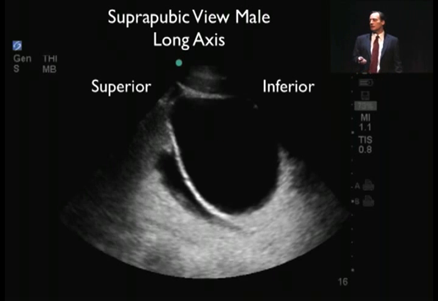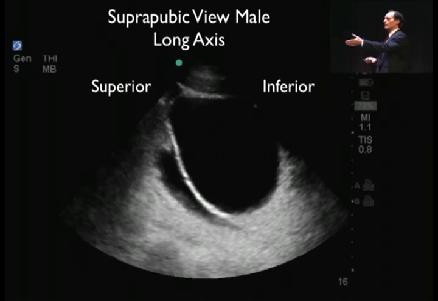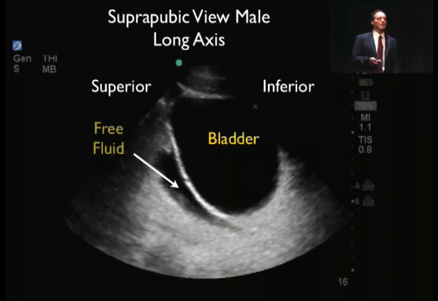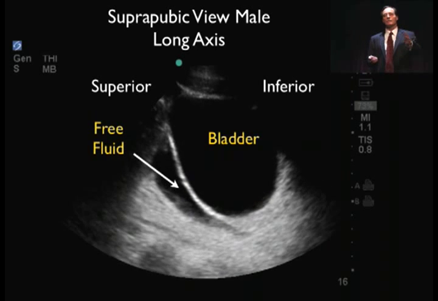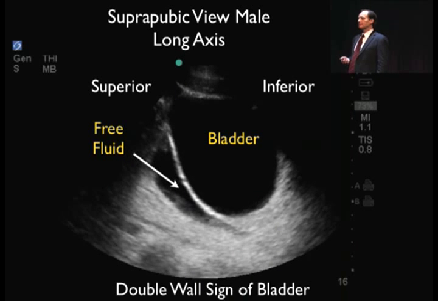And if we turn the probe to long axis, we get something called the double wall sign, where we see fluid inside the bladder, which is effectively urine, and fluid outside the bladder, which is effectively the blood. Okay, so the double wall sign illuminating the fluid outside the bladder there. So a positive exam in a male.